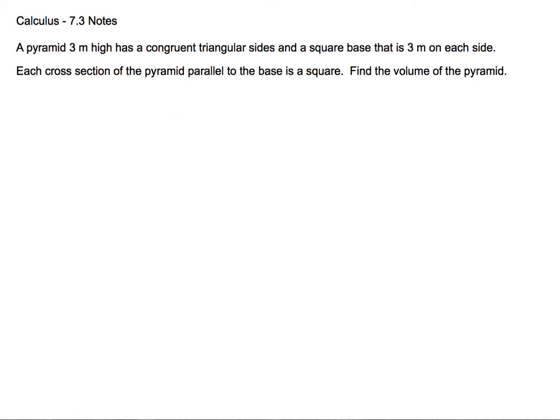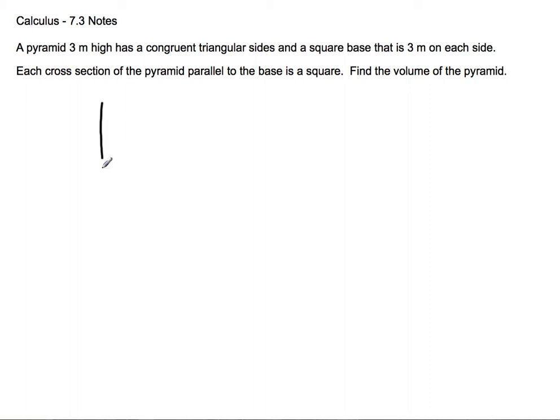Okay, so we've got a pyramid 3 meters high that has congruent triangular sides and a square base that is 3 meters on each side. Each cross section of the pyramid parallel to the base is a square. Find the volume of the pyramid. The first thing we want to do is sketch out what the solid looks like. Let's see if we can do that.